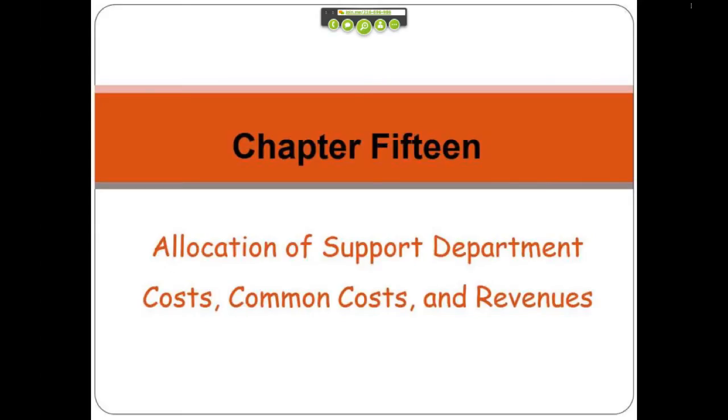We finished up with cost allocation last week, and that was just the beginning of cost allocation. We're now going to have some specific examples of cost allocation. Today will be the allocation of costs from support departments to producing departments. And then we'll also talk about common costs and revenues at the end of the session.